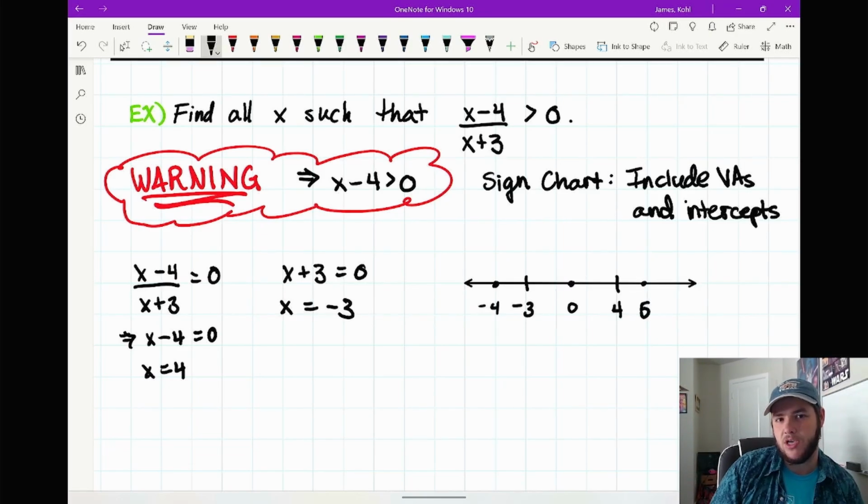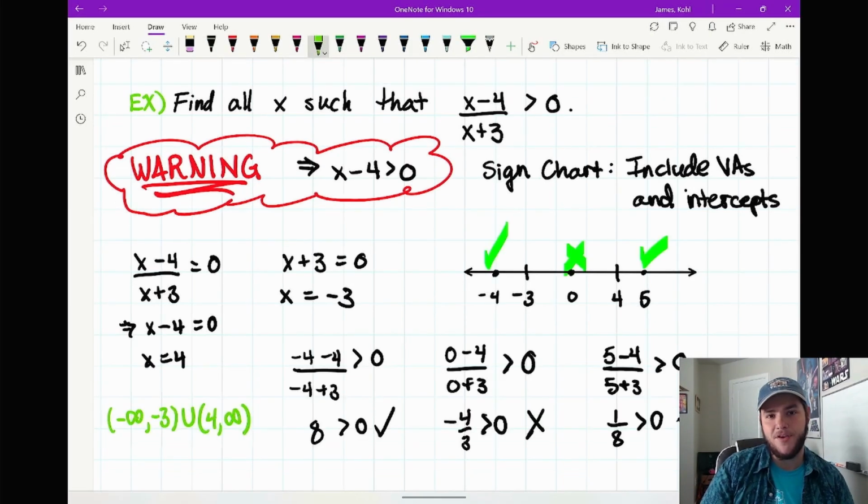Go ahead and pause the video here to see if you can finish filling out the sign chart on your own. I found that the solution set was -infinity to -3 and 4 to infinity. Feel free to pause the video here to check my work.